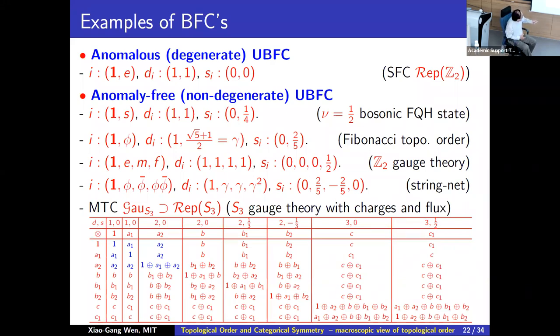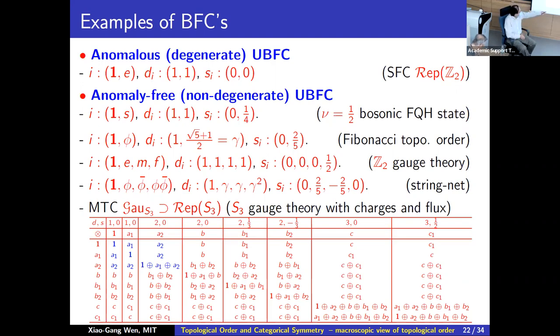But then we have B. B is a flux, because S3 gauge theory has this gauge flux. In two-dimensional space, flux is also a particle. So B is another particle describing S3 flux. C is another flux. The fluxes are labeled by conjugacy classes. S3 has two non-trivial conjugacy classes, so there are two kinds of flux. And we have other things, which are bound states of a charge and a flux. So in total we have eight types of topological excitation in S3 gauge theory.